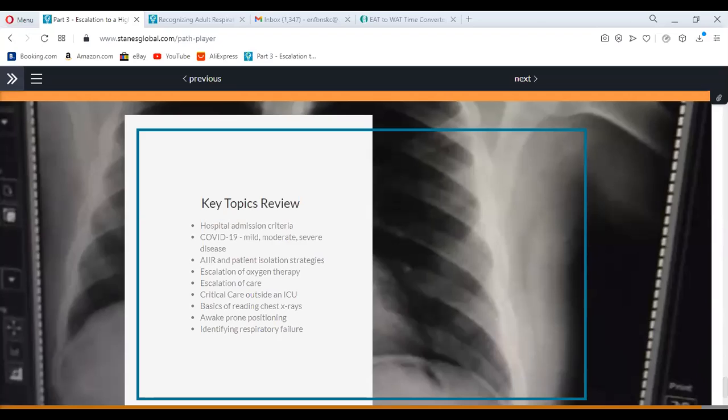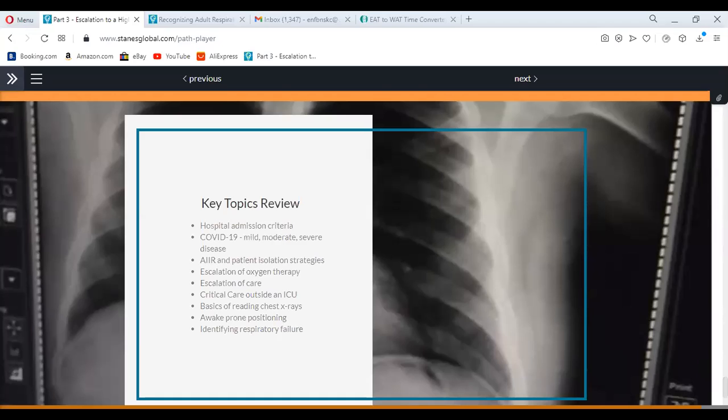Then the basis of reading chest X-ray, which we didn't really go into, the classical science there, but the thing is that we should be able to read the findings on the chest X-ray.